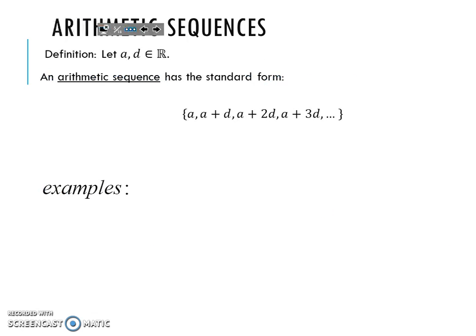So arithmetic sequences are a type of sequence. They're a specific type of sequence. And they have the standard form of a, a plus d, a plus 2 times d, a plus 3 times d. So some examples of some sequences.